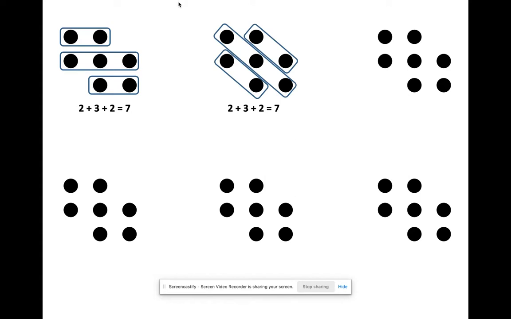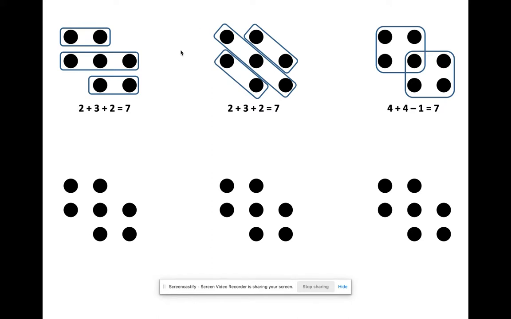It's the same answer. It's the same group of dots, but they saw it a different way this time. They went diagonally and saw 2 plus 3 plus 2 to make 7. Now look at this way they did it. On this one, they did 4 plus 4 minus 1 equals 7.